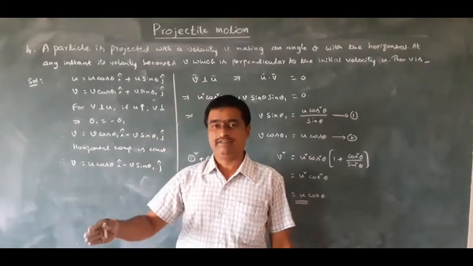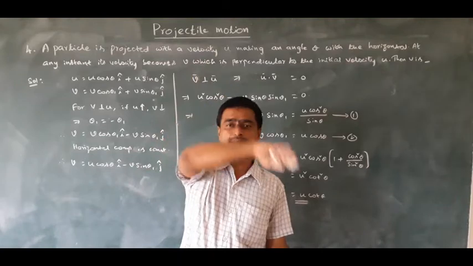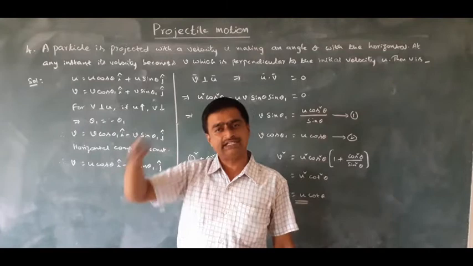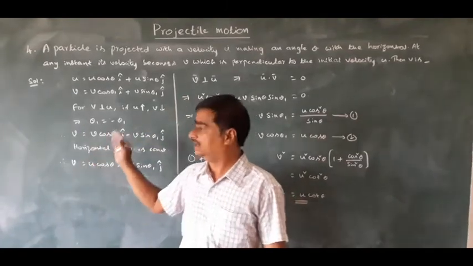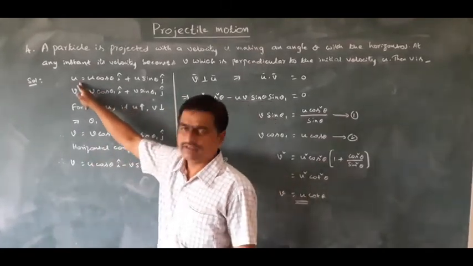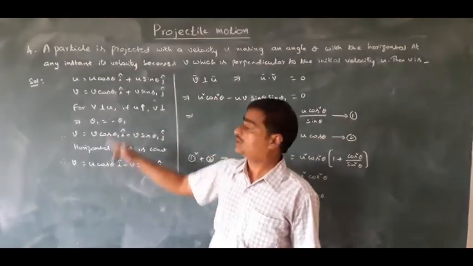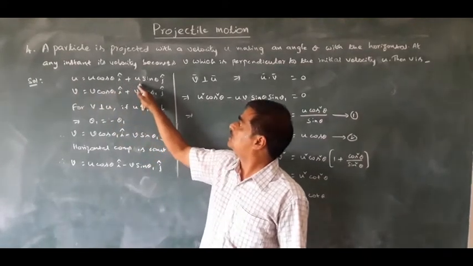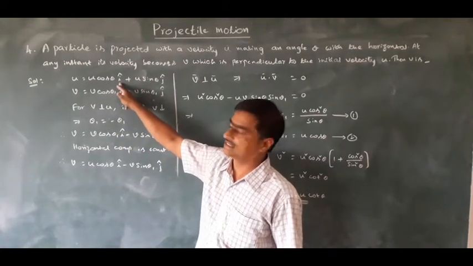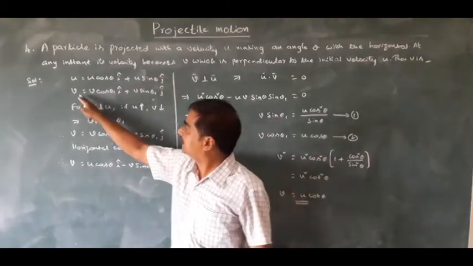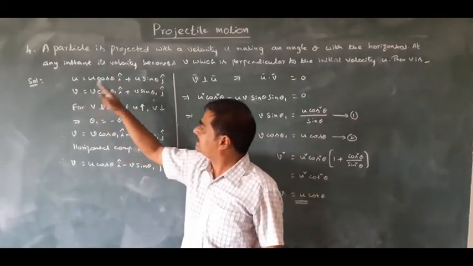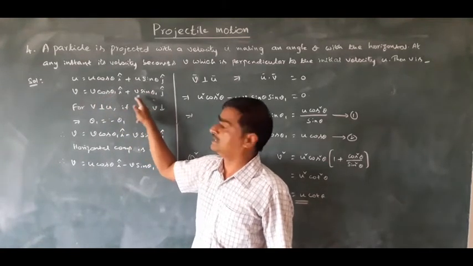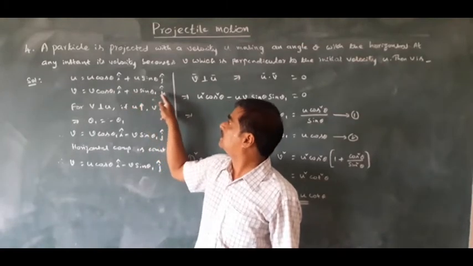That is, if it is going up, it goes like this. While coming down, it is going to come like this. If it should be perpendicular to this initial velocity, then the condition is, see here, we first resolve these velocities into two components. Initial velocity: u cos theta i cap plus u sin theta j cap, along the x direction and y direction. Then the second velocity v at any instant: v cos theta 1 i cap, the theta is changing from time to time, plus v sin theta 1 j cap.